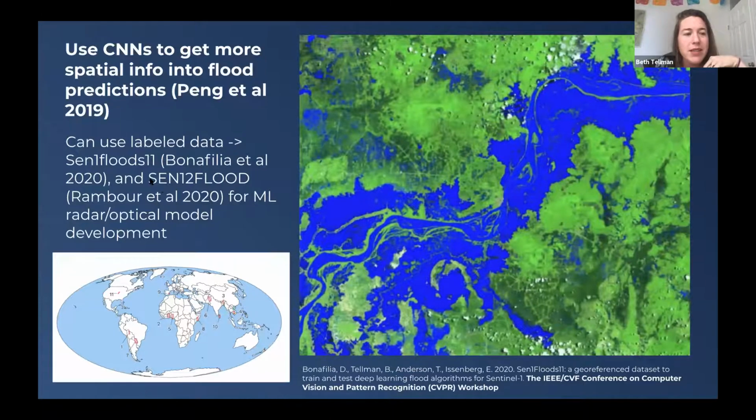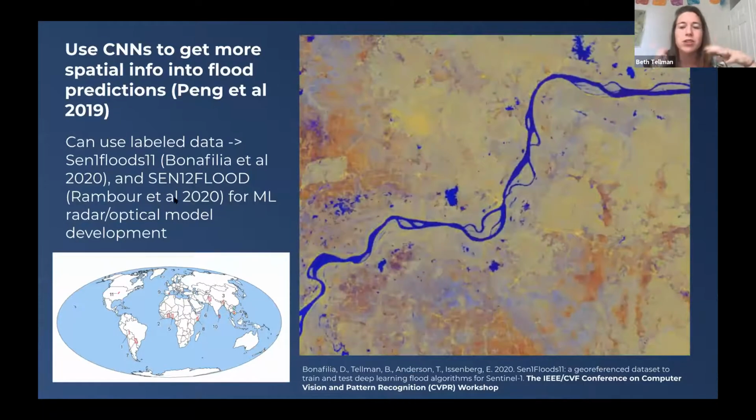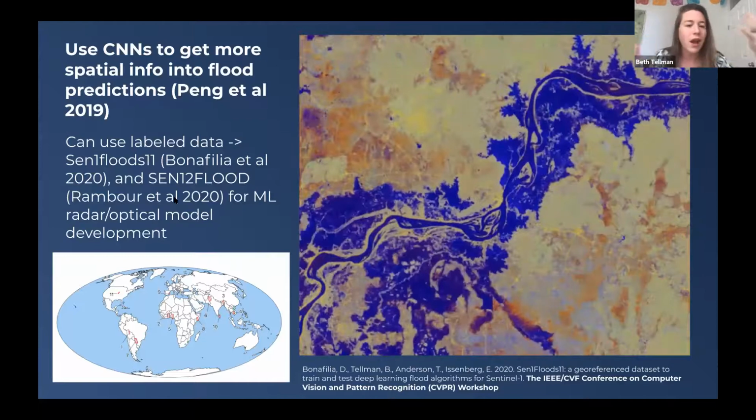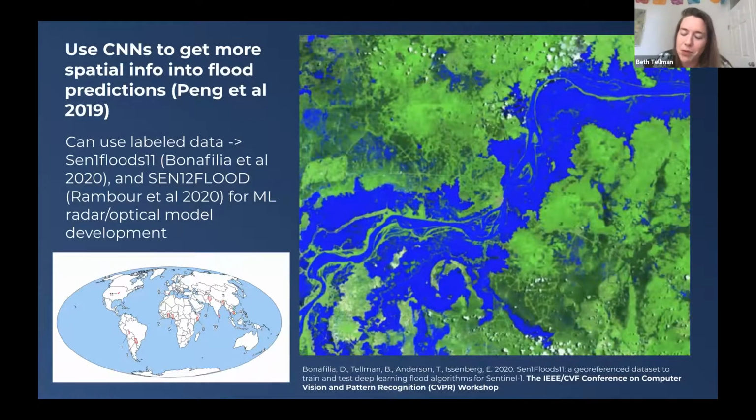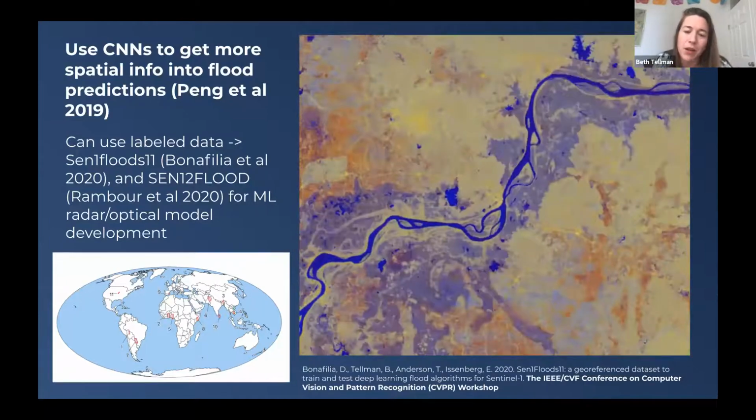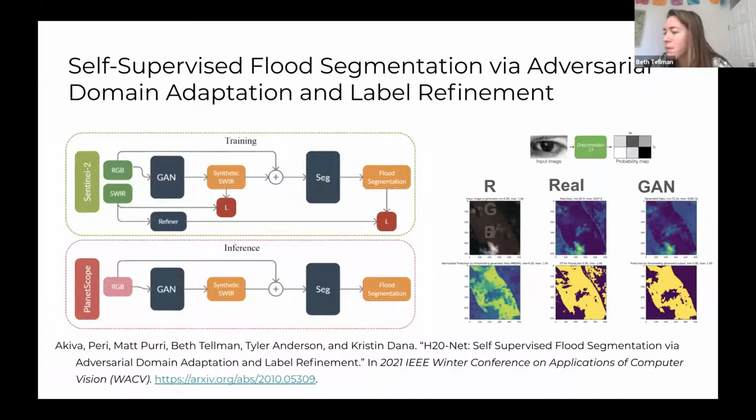ESA also released recently SEN12 Flood, which is another labeled data set. So a lot of data is now available to support machine learning development. So I'm really excited to see the development of this community.